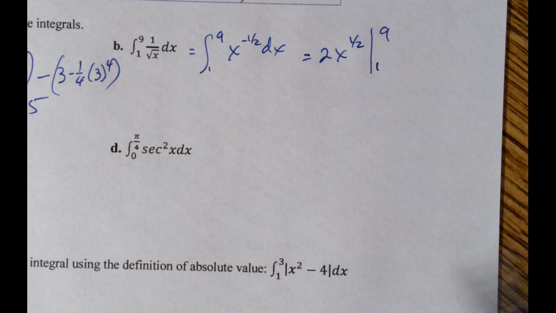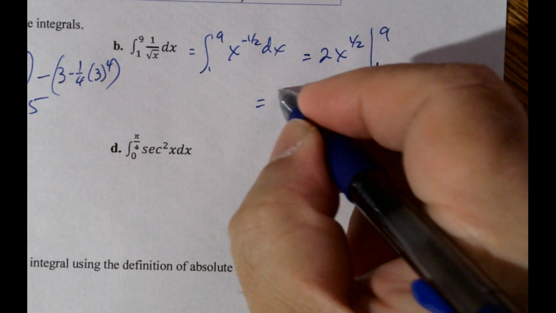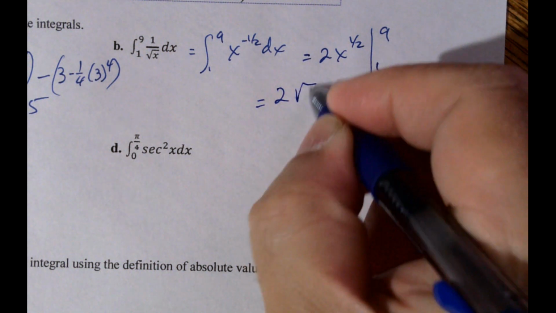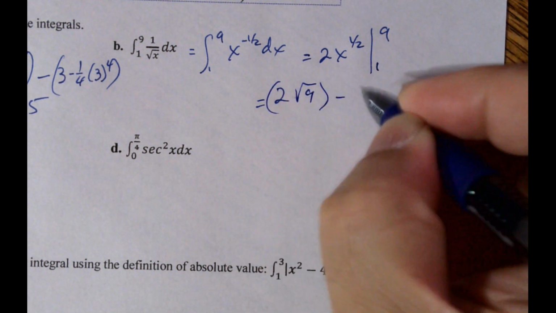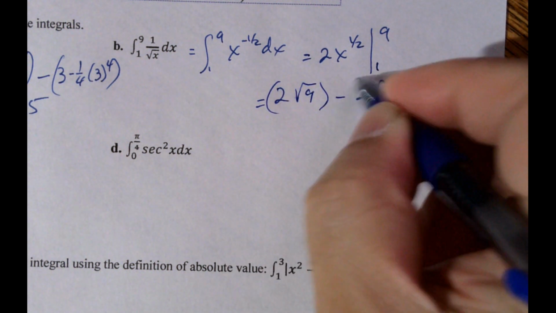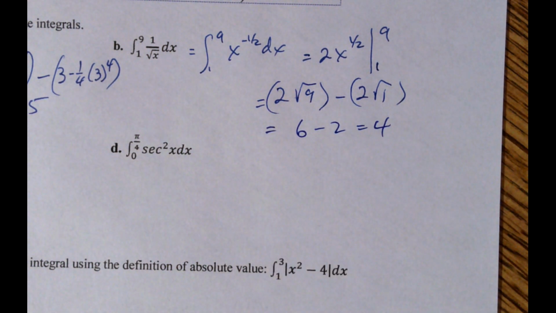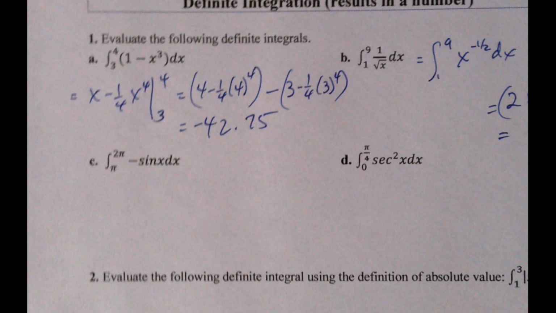Right? Now we plug it in. So it's 2 times the square root of 9. Remember, x to the 1/2 is the same as square root. So it's 2 times square root of 9 minus 2 times square root of 1. So that's 6 minus 2, which is 4. All right, then C.